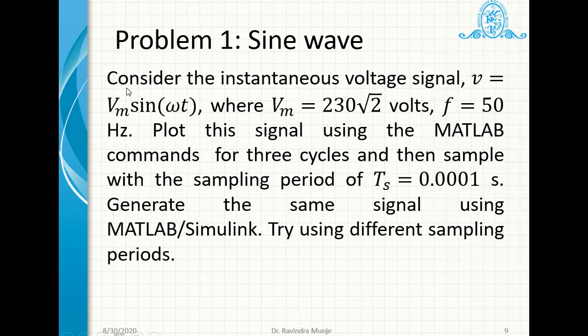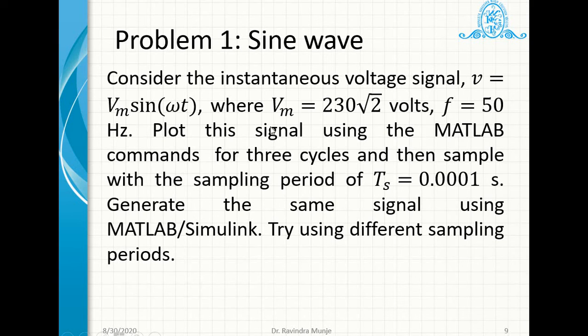So our first numerical is: consider the instantaneous voltage signal v is equal to Vm sin omega t, where Vm is 230 root 2 volt and f is 50 hertz. Plot this signal using the MATLAB commands for 3 cycles and then sample with the sampling period of Ts 0.0001 second. Generate the same signal using MATLAB Simulink. Try using different sampling periods. So this is the first problem that we will be discussing, just plotting the sine wave.